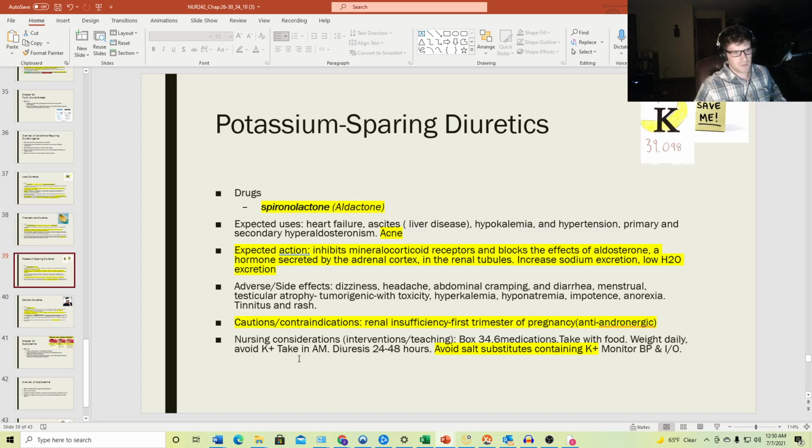Nursing considerations: take with food, weigh daily. Again, avoid potassium here. This is the first one you're going to avoid potassium because, well, it's sparing it. So take it in the morning, just like the rest of them. Diuresis 24 to 48 hours. Avoid salt substitutes because a lot of them have potassium in them, and then monitor blood pressure and eyes and nose. So there you go.